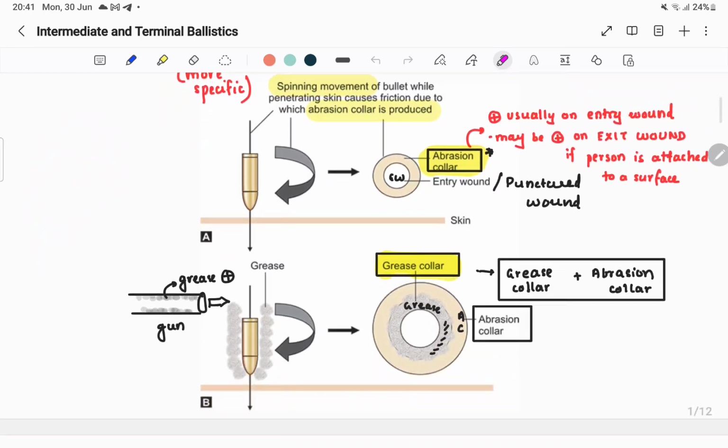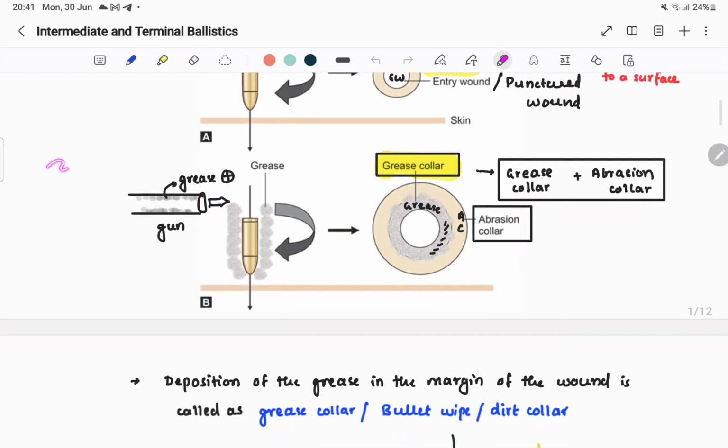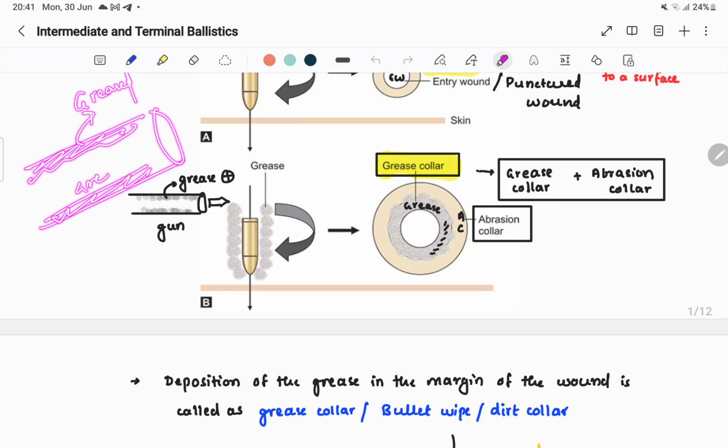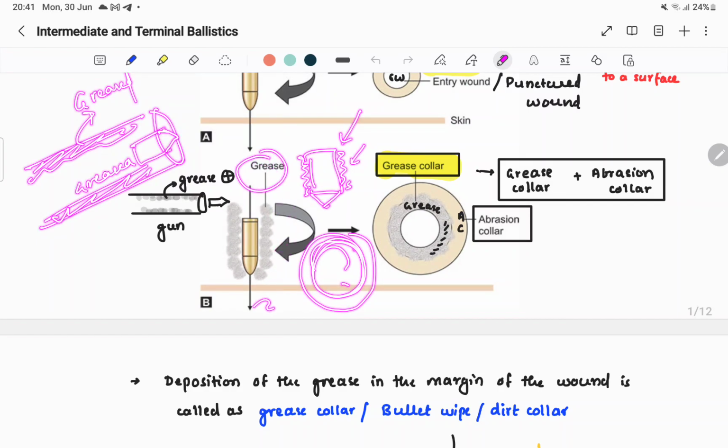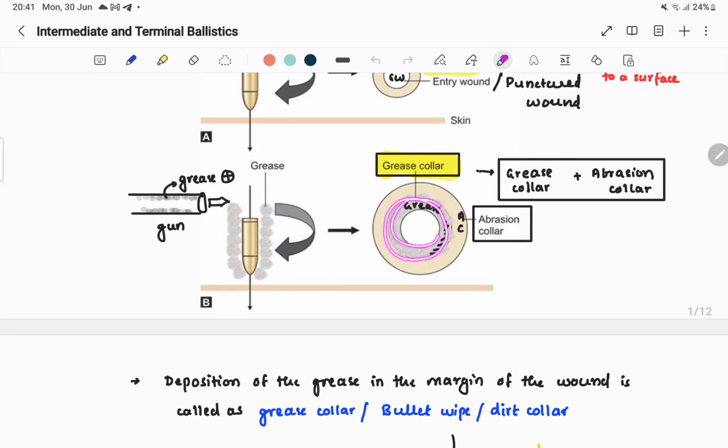Grease collar: the inside of a gun is always greased. So whenever a bullet is fired, it brings some grease along with it. It will be deposited in circular format when it enters the skin. So this collar is due to grease. This one is the grease collar.